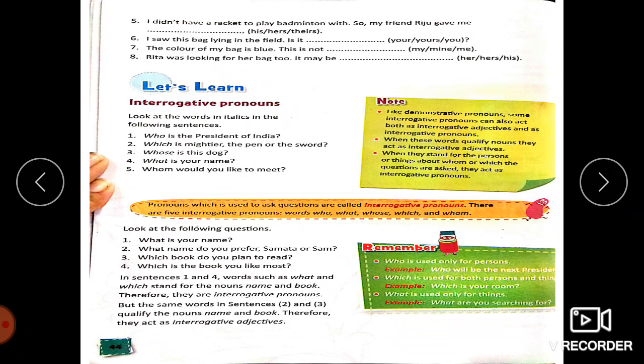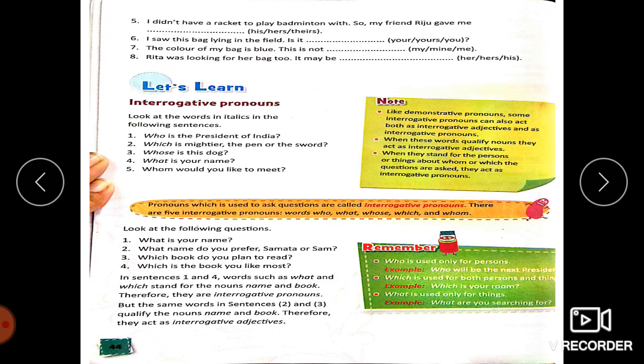Now, let us see how we confuse these with interrogative adjectives. Look at these examples given here. What is your name? What name do you prefer, Samantha or Sam? In this sentence, you'll find, children, an interrogative pronoun and an interrogative adjective. Be it demonstrative pronoun or demonstrative adjective, or possessive pronoun and possessive adjective, the trick to identify or distinguish between the two is the same for all.